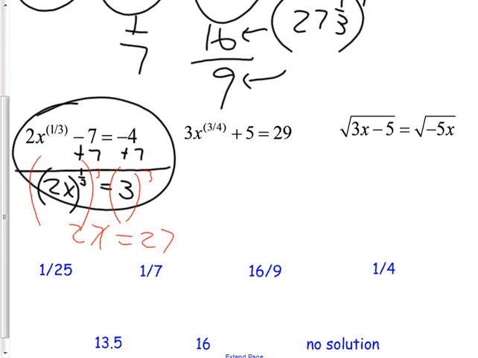Raise your hand if you understand that. Okay, good. Then let's move on to this kind right here. Everybody do that one quick. See what you get. Square both sides to start with.